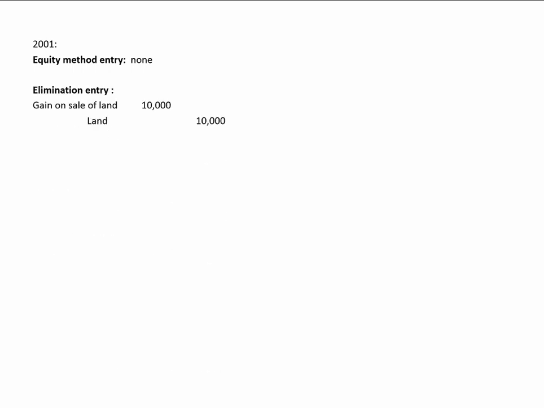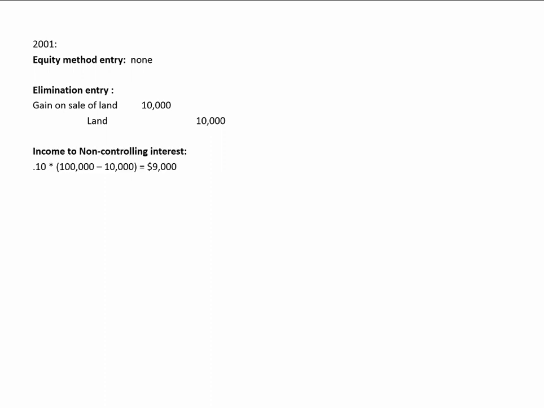Our elimination entries in the year of sale, again, Little has that $10,000 gain on sale of land on their income statement. We have to eliminate that gain by debiting gain on sale of land, and at the same time we have to reduce the land back to its true historical cost. Again, its true historical cost was $100,000. It's on Big's books now at the inflated $110,000, so we need to strip away $10,000 to get it down to its correct level.